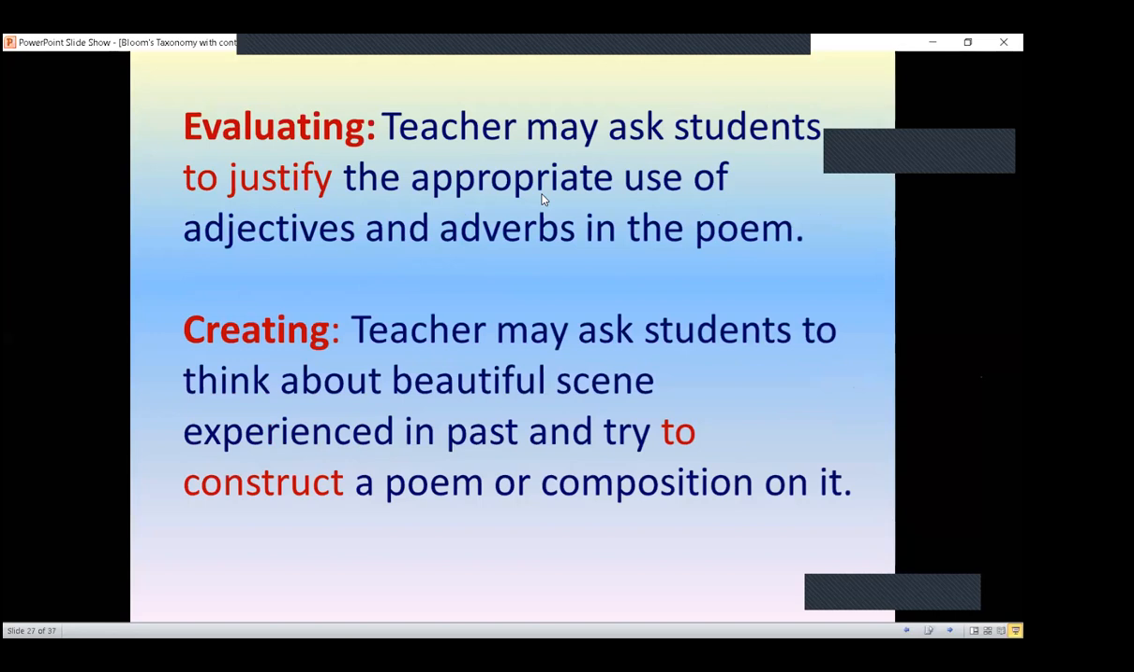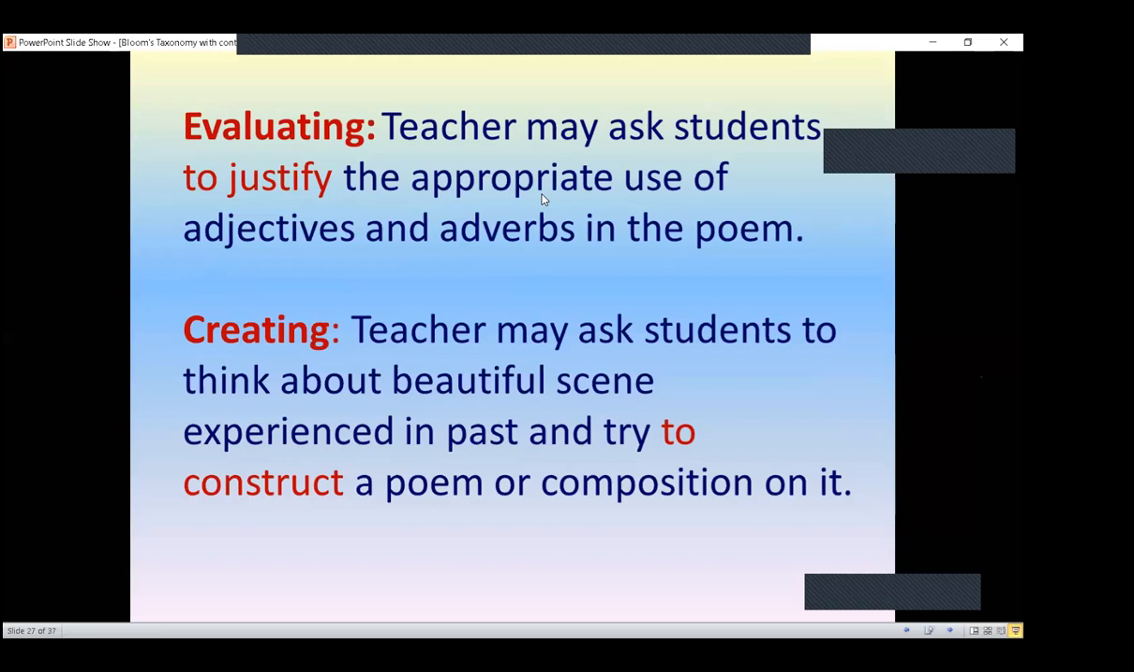The next part comes evaluating. So your teacher asks to justify the appropriate use of whatever adjectives or adverbs are used in the poem. Why is a particular adjective used? Why didn't she use some other adjective? Why didn't she use some other adverb in the poem? So try to justify that.